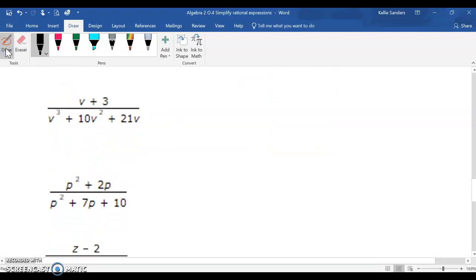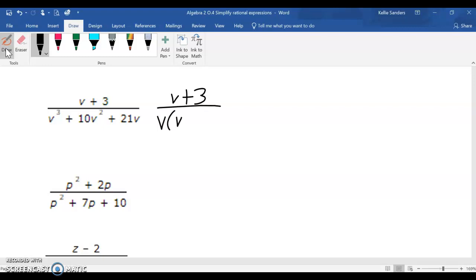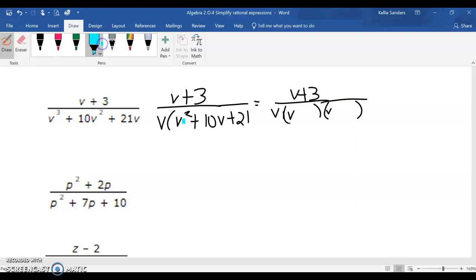And now we have, can't do anything with v plus 3. But I can take a v out of the bottom, which still leaves me with a trinomial. So I'll have to factor that also.